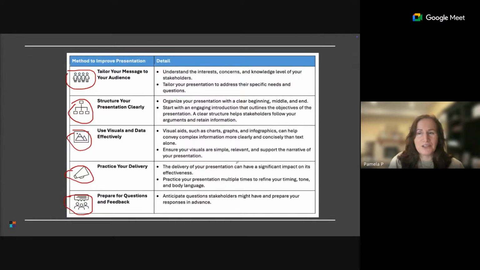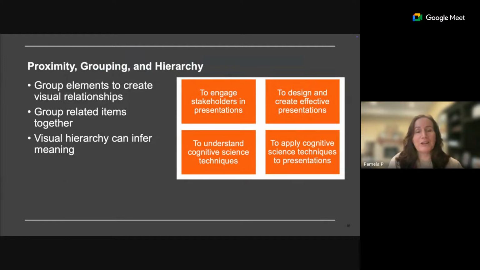This is much easier to read. The line length is shorter. It's easier on the eyes. People can understand this way better than the first one. Okay? And if we look at some other concepts around information design, proximity, grouping, and hierarchy, they don't sound like scary terms, I hope.